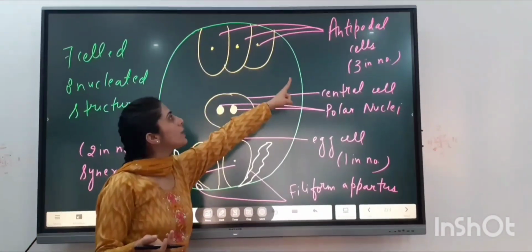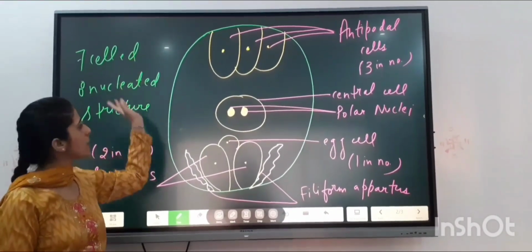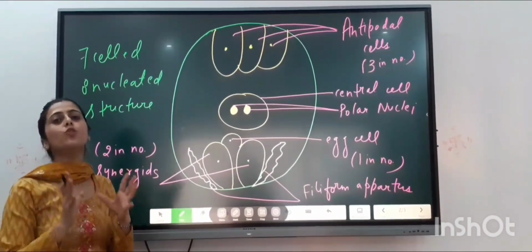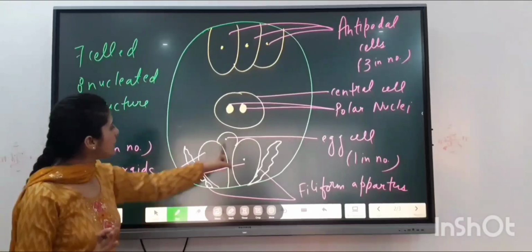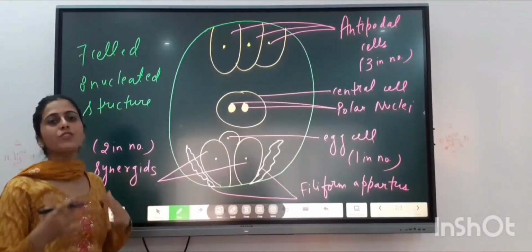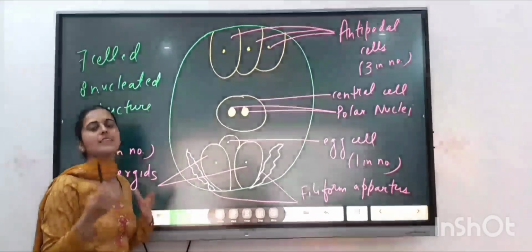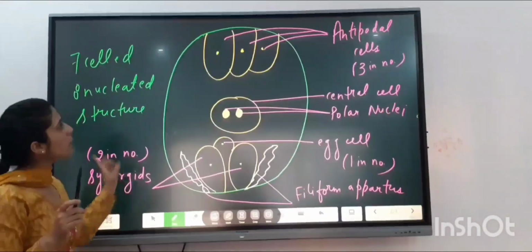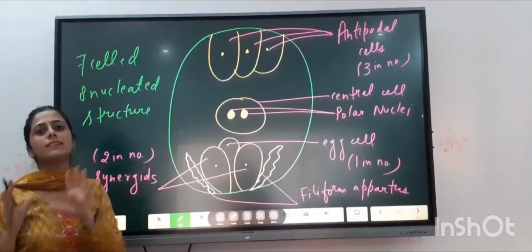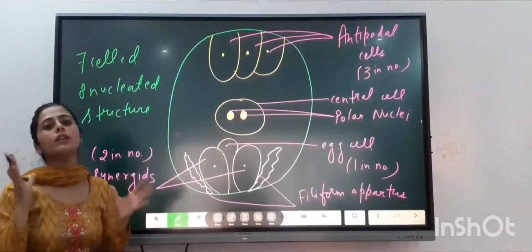It has antipodal cells on one side of the embryo sac. In the middle, it has a central cell which has 2 polar nuclei, and on the other side, it has a full egg apparatus which contains 2 synergid cells and 1 egg cell. The egg cell is 1 in number, synergids are 2, 3 antipodals and 1 central cell. So we have a 7-celled and 8-nucleated structure because the central cell contains 2 polar nuclei.